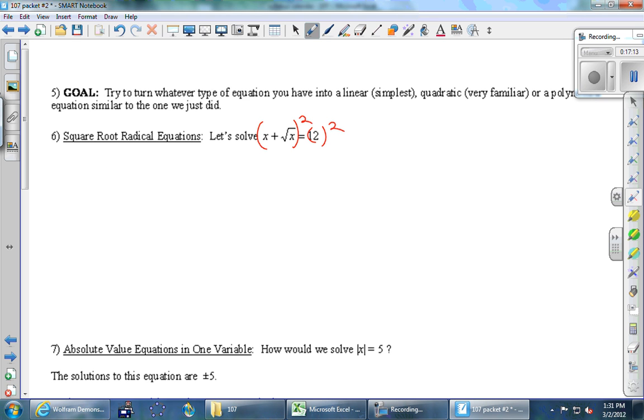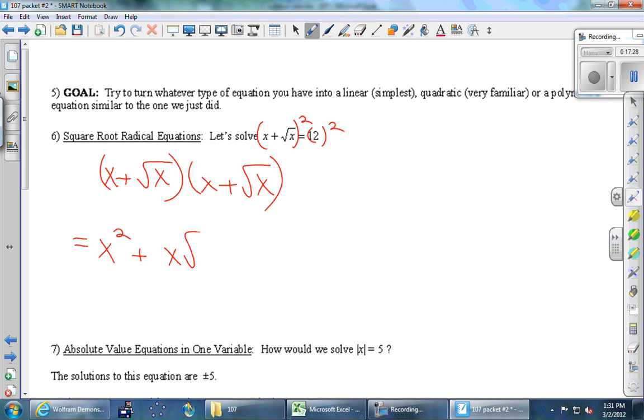Yeah, and this is kind of the idea. So don't copy this part down, but I just want to show you what happens if you don't do the right thing first. There's x plus radical x squared. I'll go ahead and FOIL this. First is x squared. Outers is an x radical x. Inners is the same thing, so it turns out there's two of those guys. Square root of x times square root of x is what?